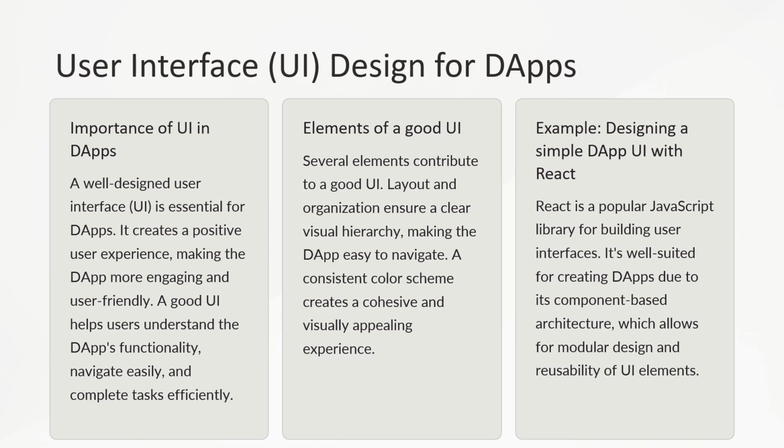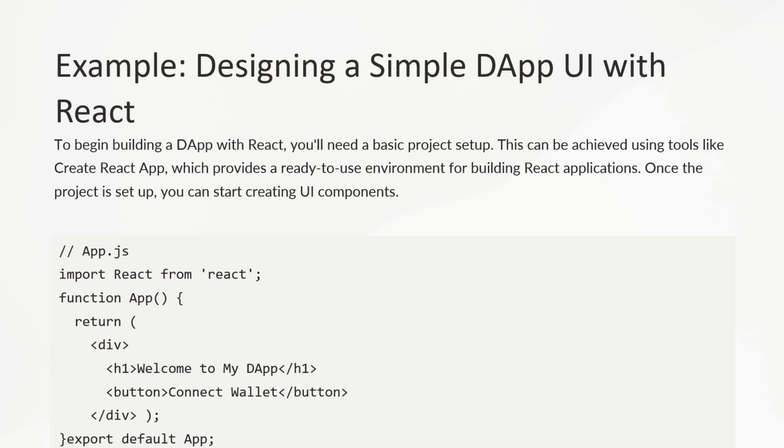Layout and organization ensure a clear visual hierarchy, making the DApp easy to navigate. A consistent color scheme creates a cohesive and visually appealing experience. Examples include designing a simple DApp UI with React. React is a popular JavaScript library for building user interfaces. It's well suited for creating DApps due to its component-based architecture, which allows for modular designs and reusability of UI elements. Let us look into an example for designing a simple DApp UI with React.